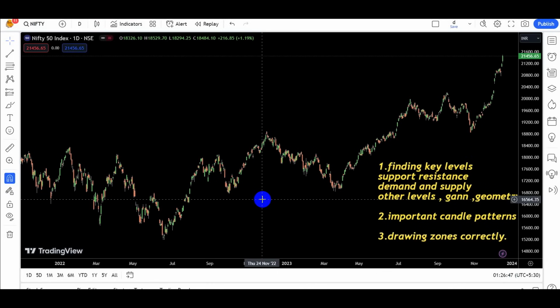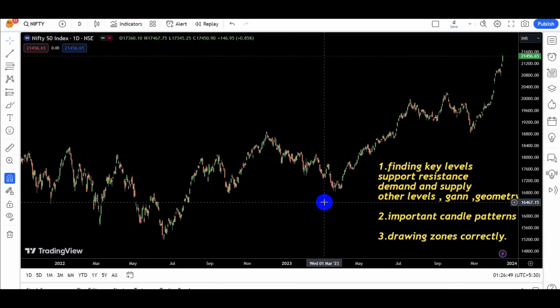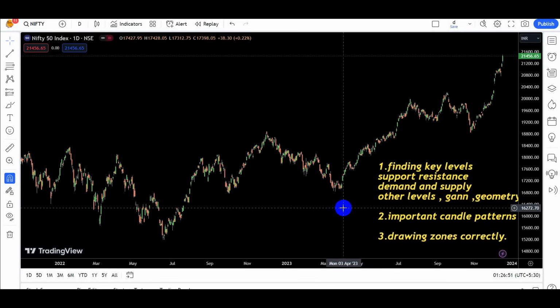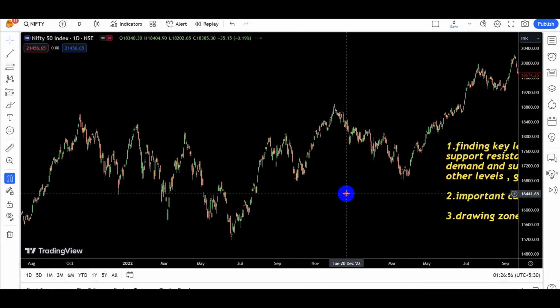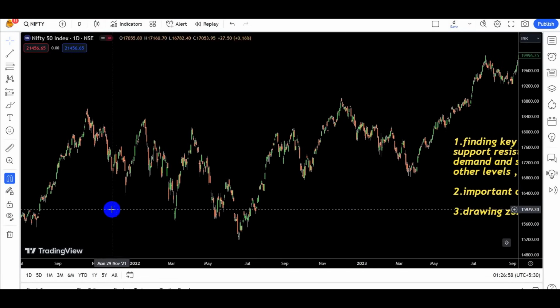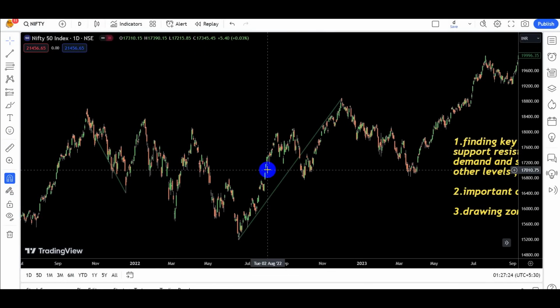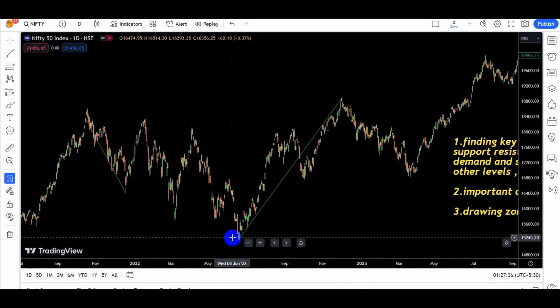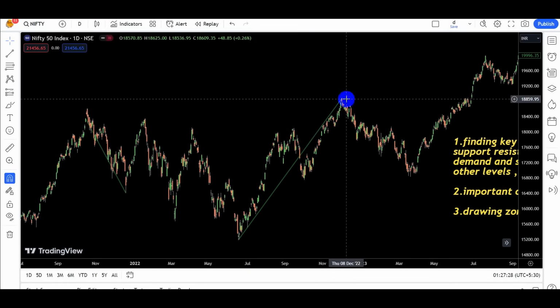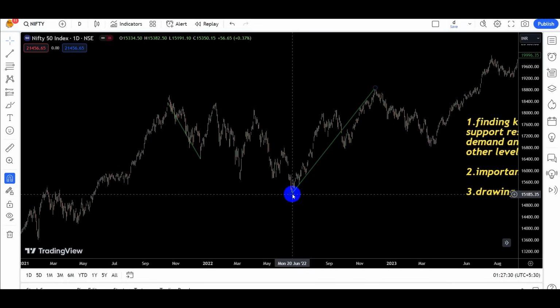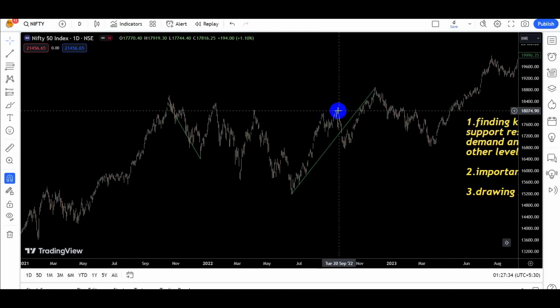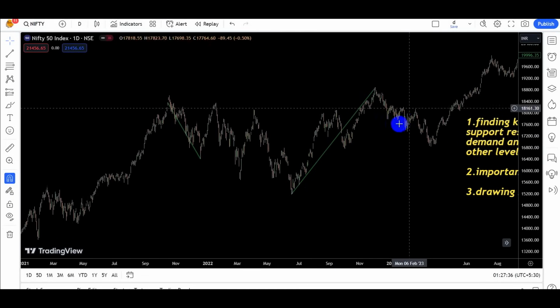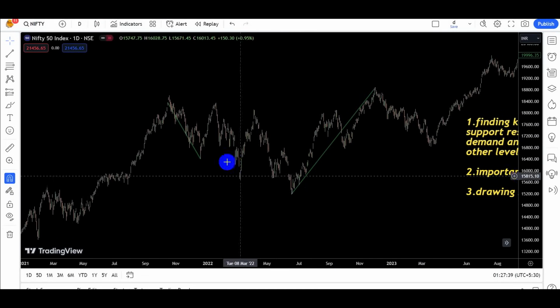This part of the video will cover the major key elements, the few things which I'm about to show you: finding key levels. As I explained in my previous video, the first trend or cycle starts from here to here. I just took some random low to high, because from here it went up, it broke this high and went up. From here again it went up, so that is the reason.